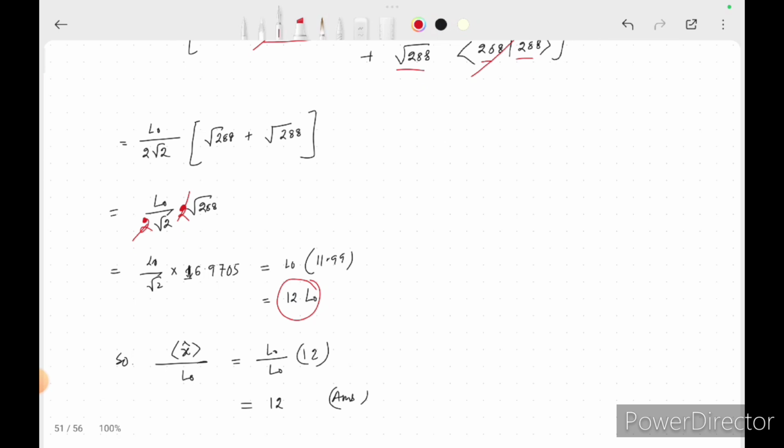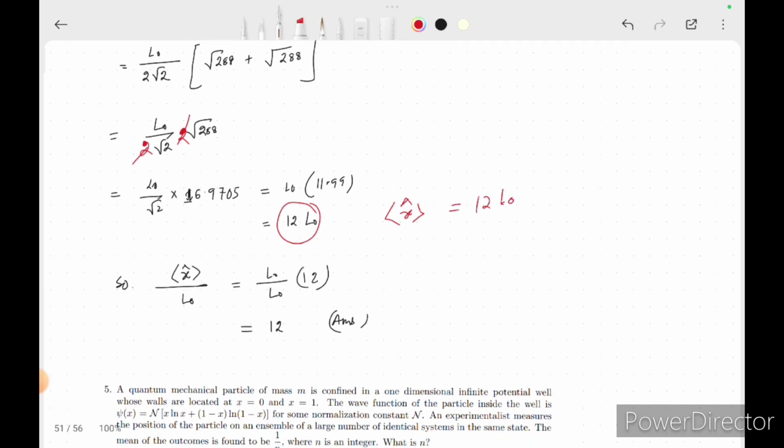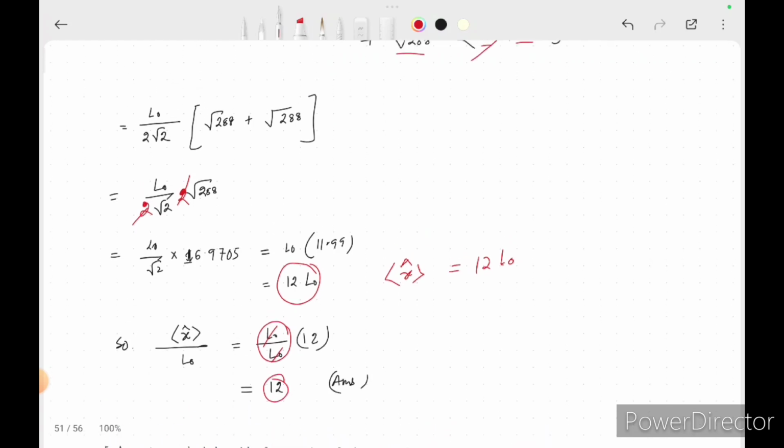So finally we get the value of the expectation value of x is equal to 12 L0, right? Now they ask what is the value of the expectation value of x upon L0, equal to L0 upon L0 into 12. So L0 and L0 cancel each other, so finally we get 12. So this question is very easy, right? We just use this lowering and raising operator acting on the nth state. This is the concept, that type of questions they ask.